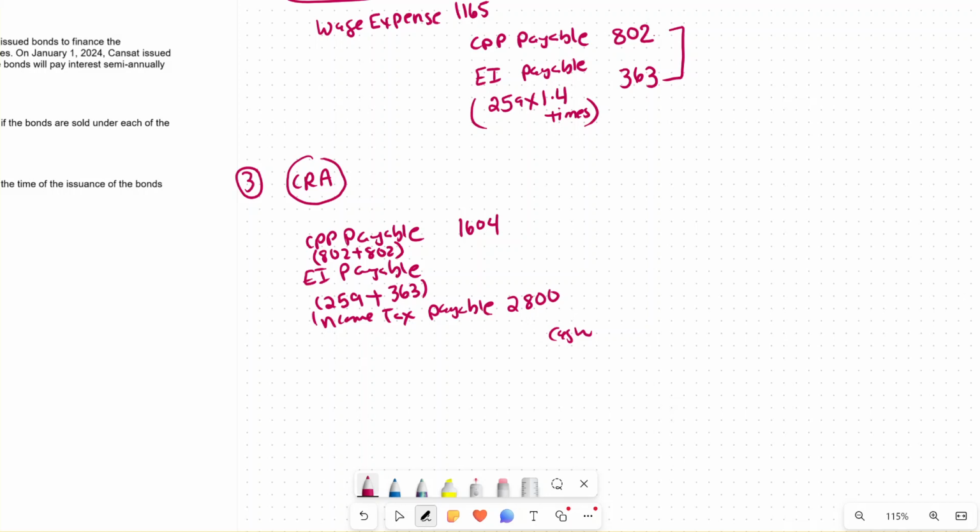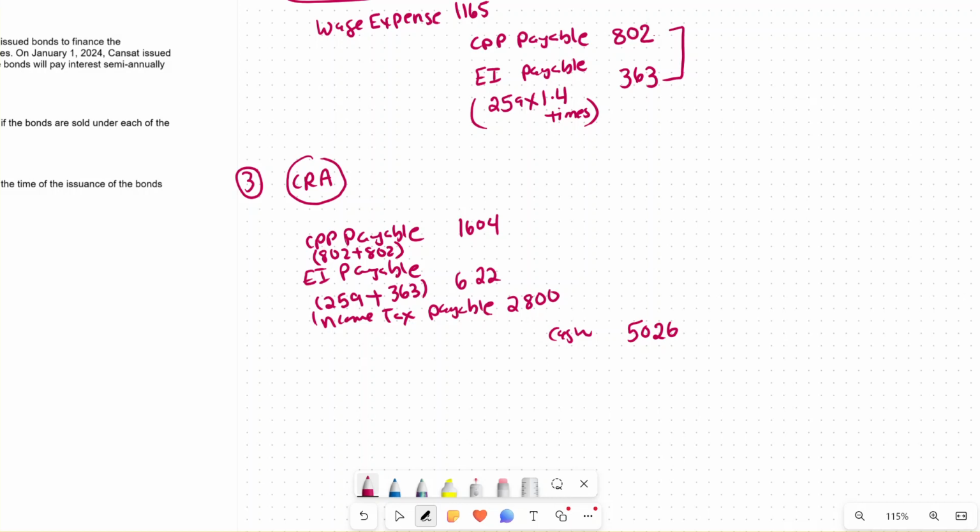It is 622, and I add all three numbers together, and that's the cash that the company has to pay. They have to write a check to the CRA.